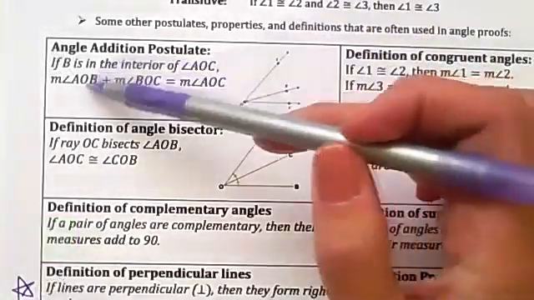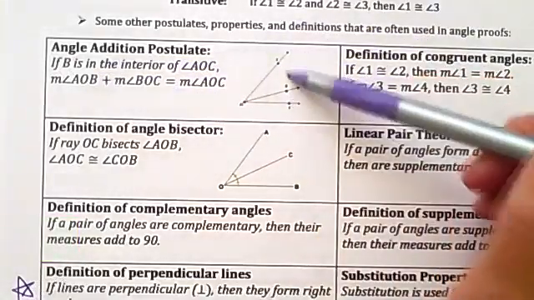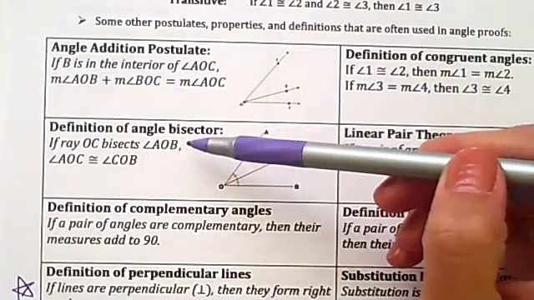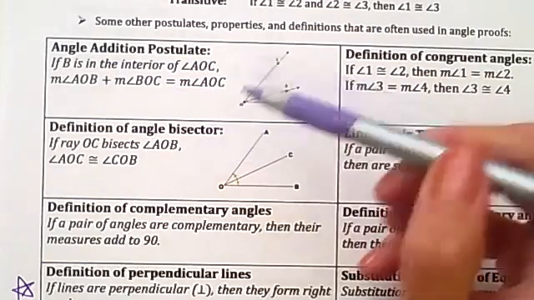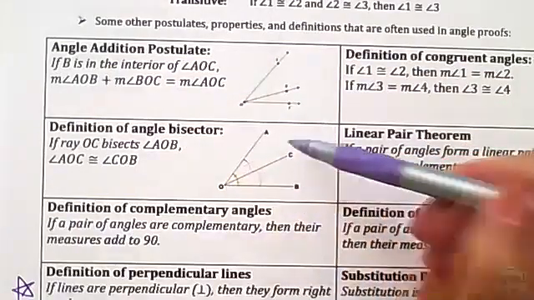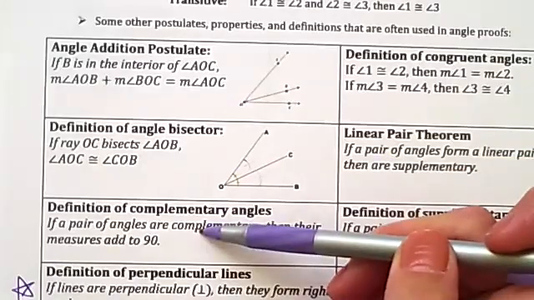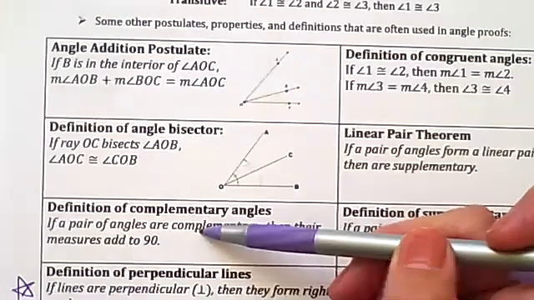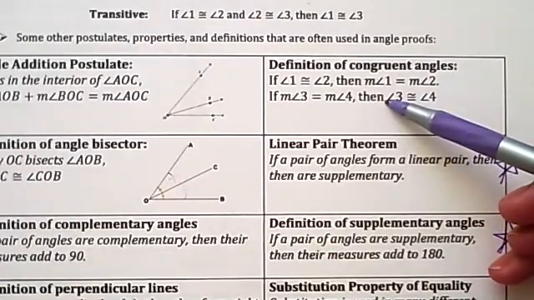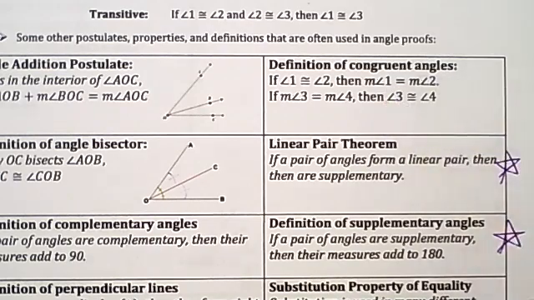Angle addition is like if you have a picture like this and the two little angles add together to equal the big one. If you were given a picture and you're told that you had an angle bisector, you could conclude that these two pieces are equal. Complementary angles: if I tell you that angles are complementary, you could say that the measures add to 90. Definition of congruent angles is the same thing as definition of congruent segments, if you remember.